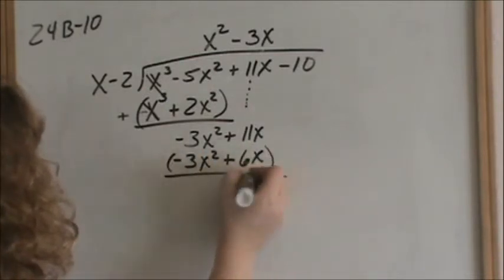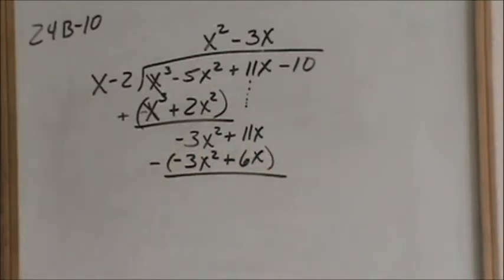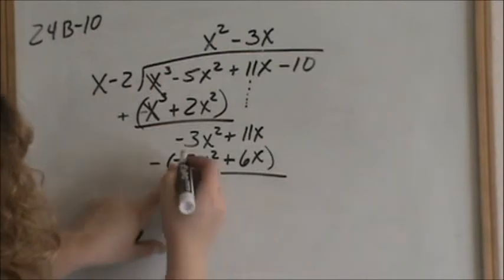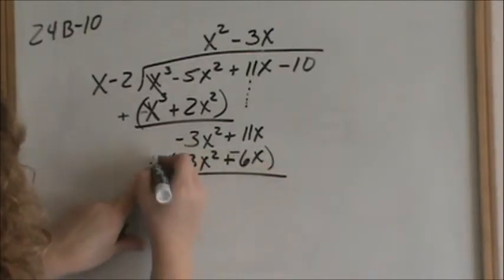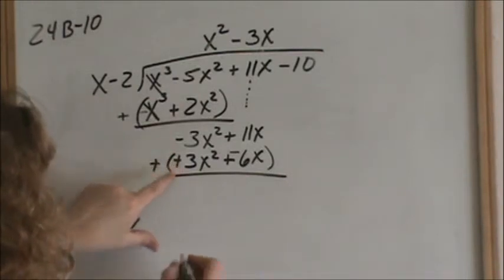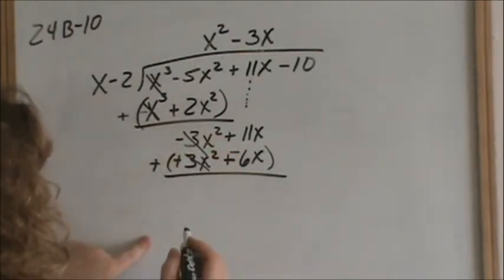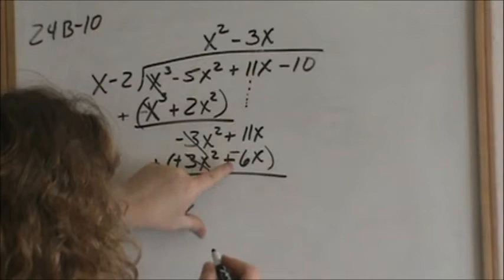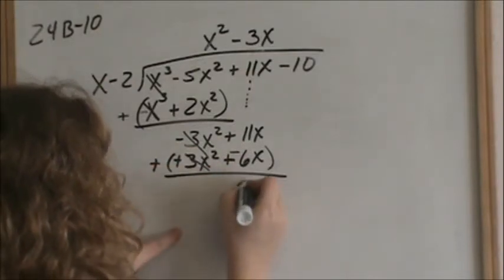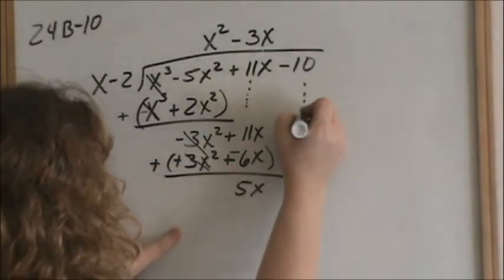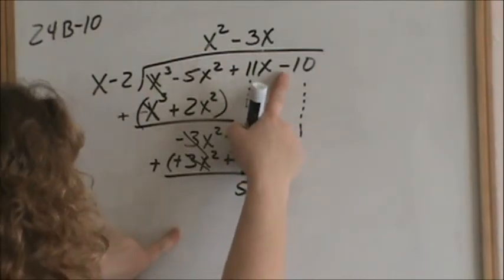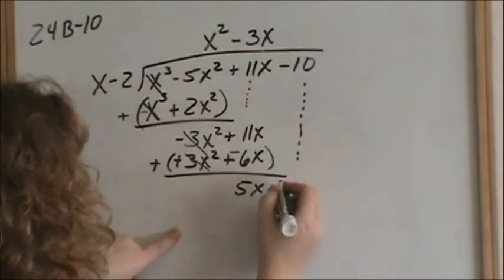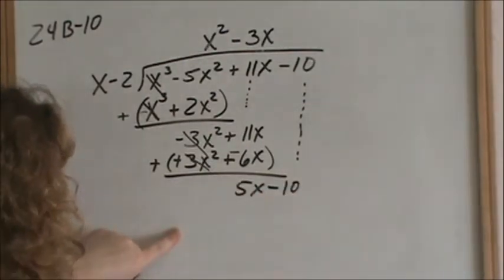Now you subtract that whole thing. Negative times a negative, that becomes a positive. Negative times a positive, this becomes a negative. Negative 3x squared and a positive 3x squared, those cancel out. A positive 11x and a negative 6x is a positive 5x. Now you bring one down, bring down that negative sign. The sign in front of the number goes with the number. So that is a negative 10 to bring down.